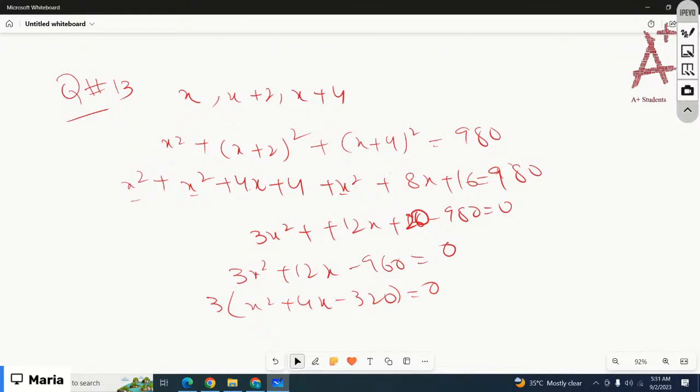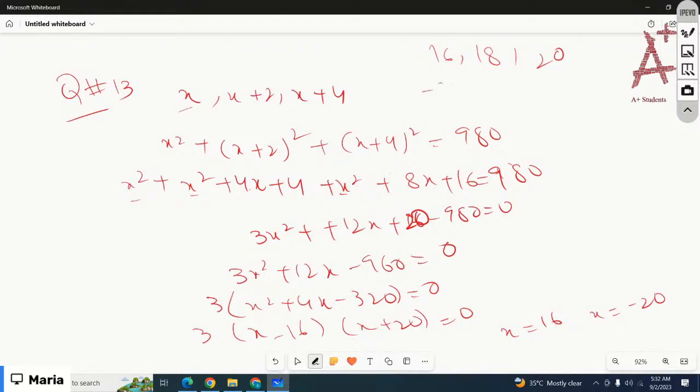Okay, so when you factor the equation, it would be x minus 16 and x plus 20. So that means the values of x are 16 and negative 20, right? If the smallest number is 16, then 16 plus 2 is 18 and 16 plus 4 is 20. And if it is negative 20, then negative 20 plus 2 is negative 18 and negative 20 plus 4 is negative 16, right? Either the numbers are 16, 18, 20, or they are negative 20, negative 18 and negative 16, right?